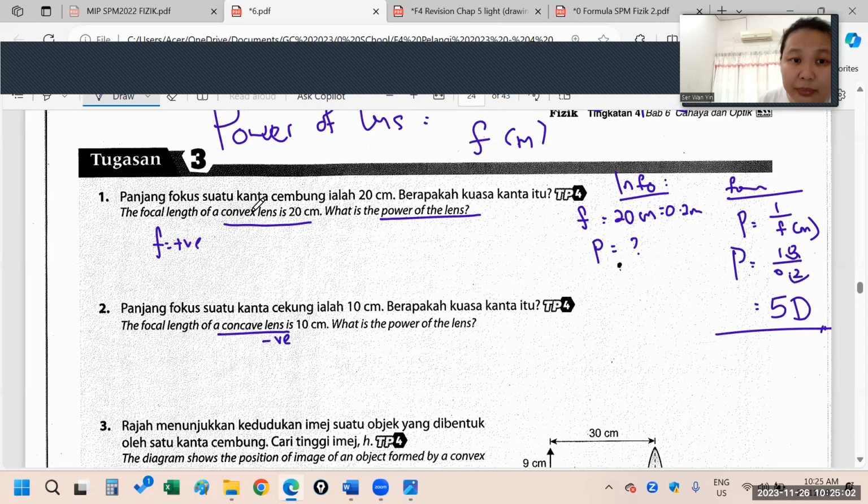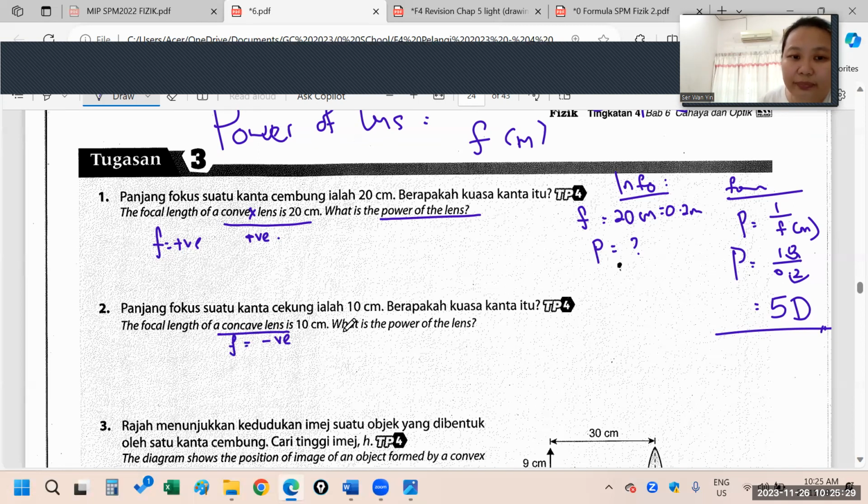How to remember? You remember the X in convex. If you twist it, it will become positive. Okay, so remember in this way lah, convex lens positive. The X, you twist it, convex lens always positive. Okay, then concave always negative lah.